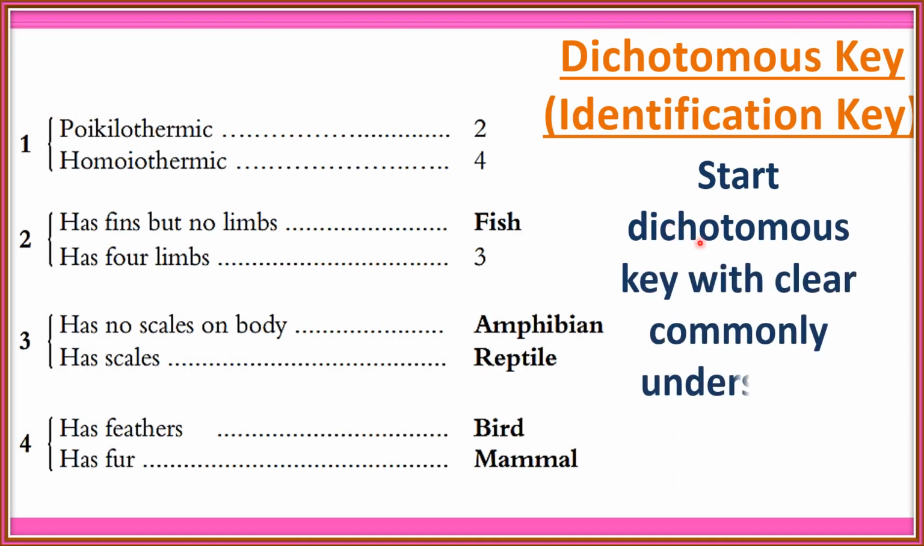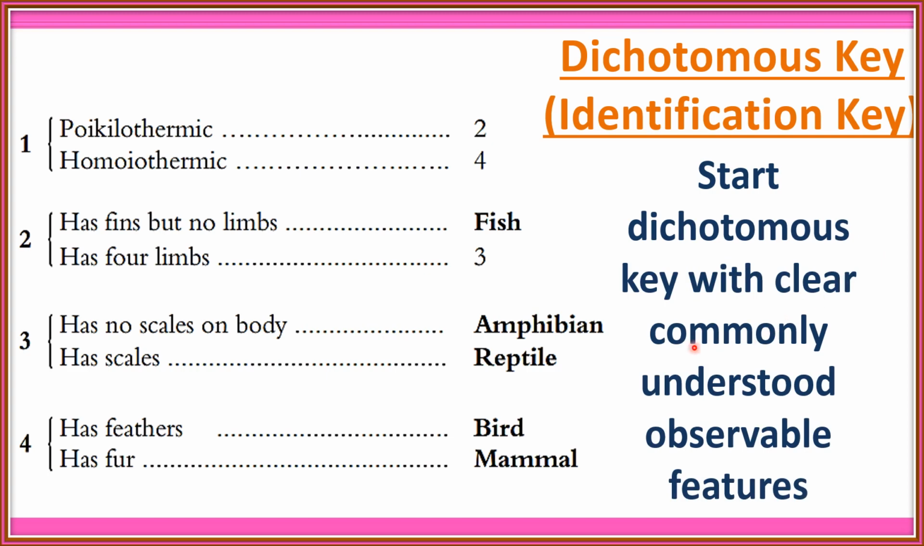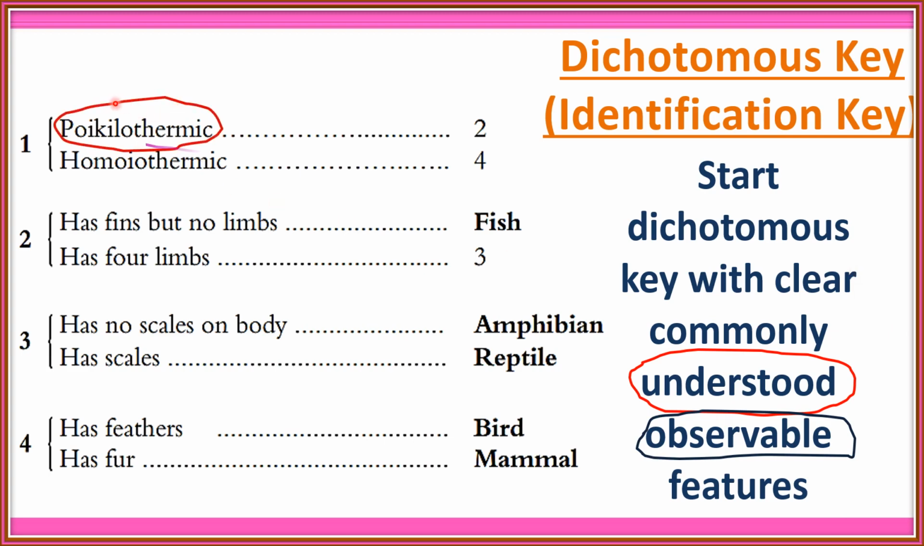Now, start the dichotomous key with clear, commonly understood, observable features. For example, here we are using understood, observable features. For example, we have poikilothermic in the first couplet and homeothermic. These are cold-blooded, these are warm-blooded. We separate them using that common feature.